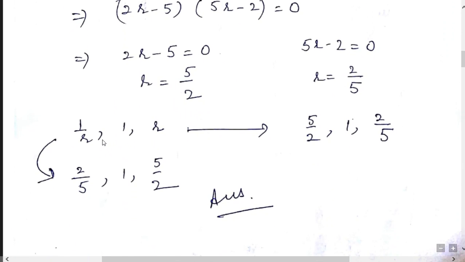Insert these values. 1 over r, 1 and r. It means the answer is either 2 over 5, 1 and 5 over 2, or 5 over 2, 1 and 2 over 5.